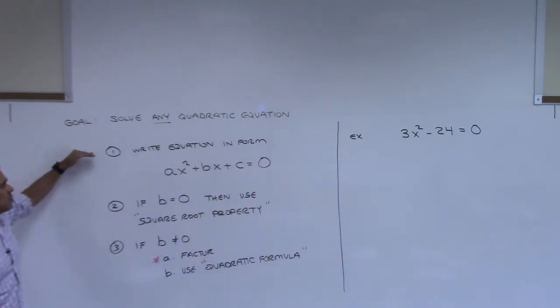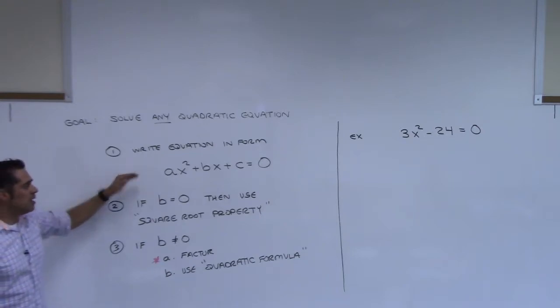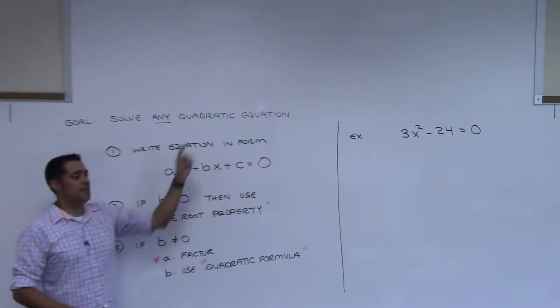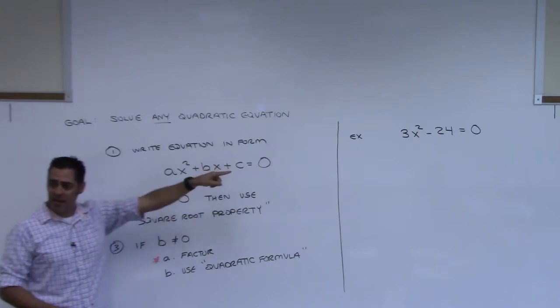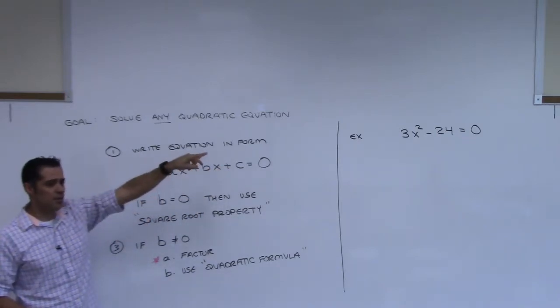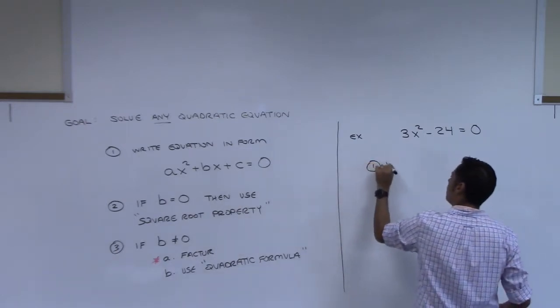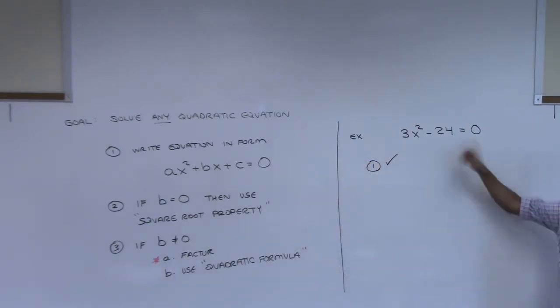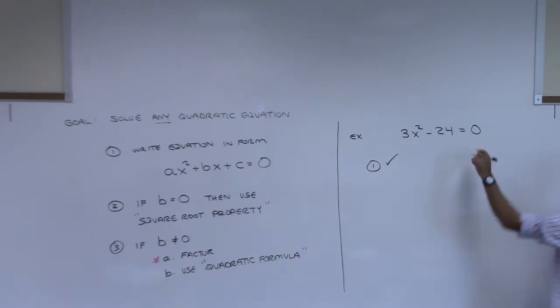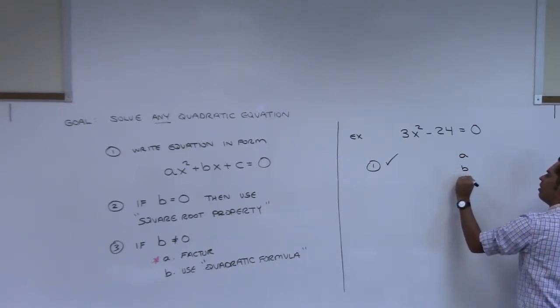The first thing we're going to do is write it in this form, which means we're going to get everything to one side and a 0 on the other side. Do we have that yet? Is everything on one side with a 0 on the other side? Yes? So step one, we've got everything to one side. Now, can you tell me real quick by looking at this, what A, B, and C are?